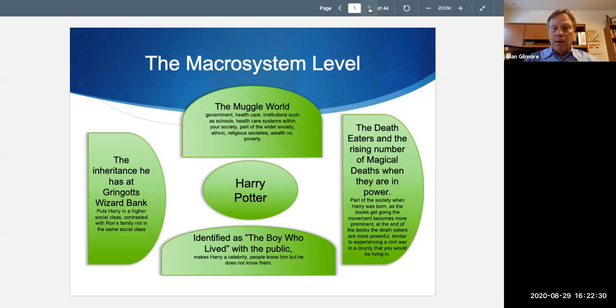Part of the society when Harry was born, as the books get going, the movement becomes more prominent. The Death Eaters, and how Harry is always being threatened by them. There's always kind of this sense that there could be an eventual civil war in the country, and all of those different kinds of things. So these are these big overarching factors that at times we may think that they're distant and far away from us and don't really have an impact on us. But if you really begin to think about it, you will begin to recognize the fact that these are the kinds of things that can have an impact on us day to day.